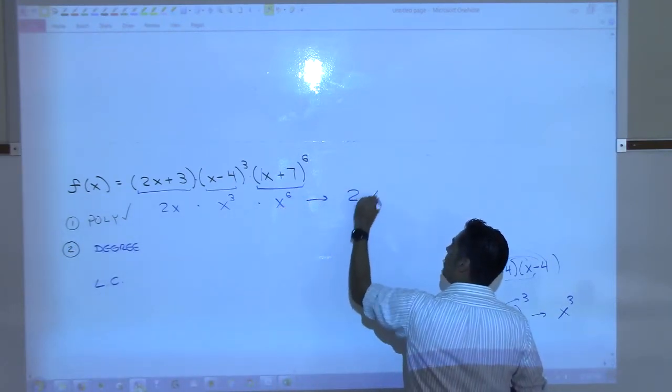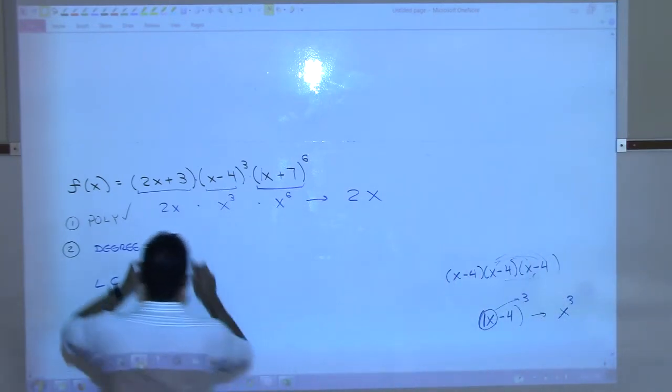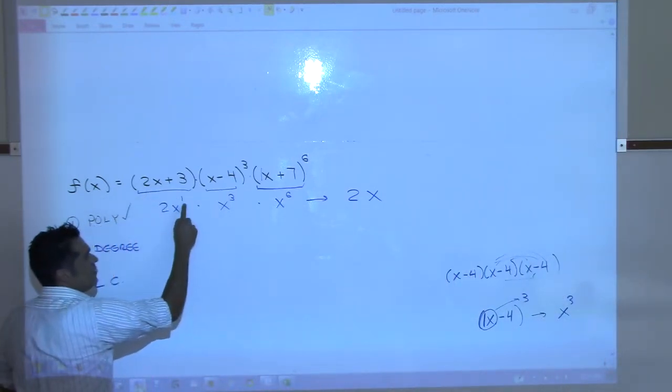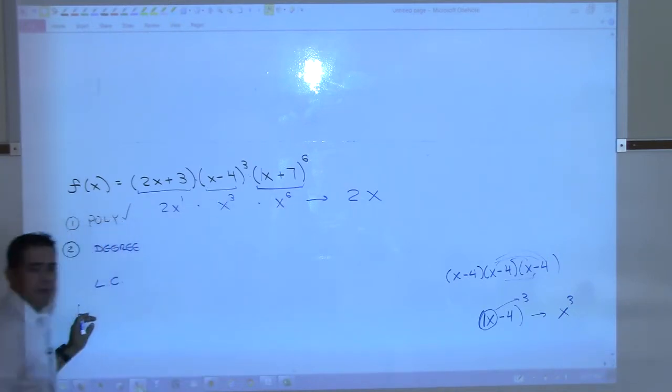A 2x to what power? How do you get that power? What are you going to do? You add up the exponents. This is x to the first power, right? X to the first, x to the cubed, x to the sixth. You add 1, 3, and 6, and that would be x to the 10th.